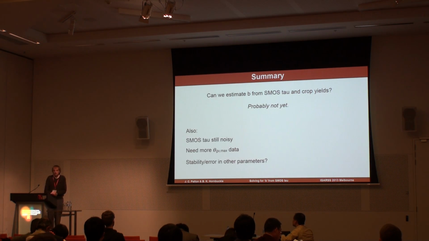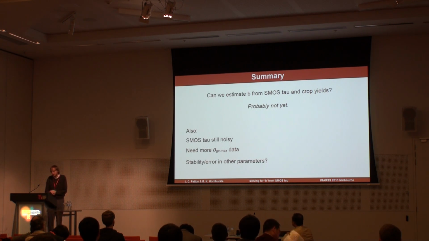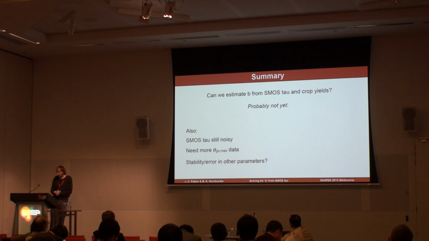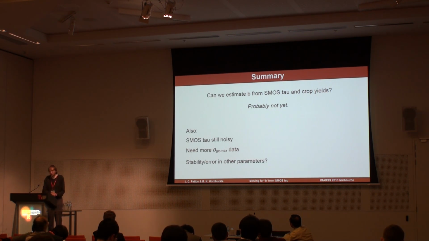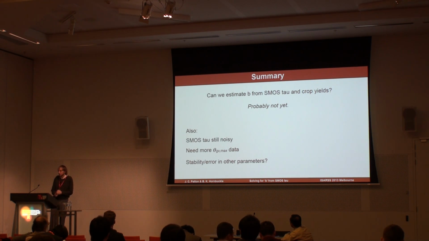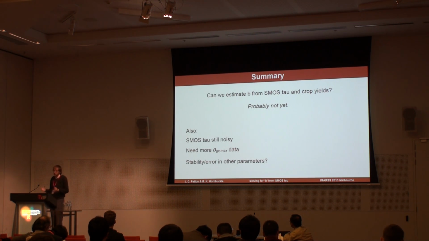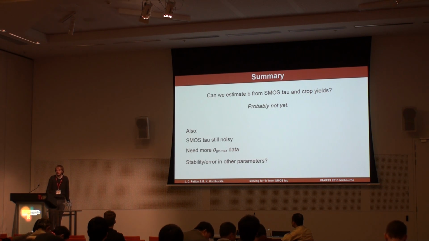And just some extra notes. The SMOS tau is still noisy in the latest versions of the data. Part of what I'm doing with the statistics student that I was talking about before, fitting these curves, is also trying to figure out what the characteristics of the noise are. So maybe we can start figuring out what's actually causing the noise. As I said before, we need more theta GV max data, especially for soybeans. So if anybody has good long-term fresh mass and dry mass of soybean data, that would be awesome. And we also want to make sure that we characterize the stability and error in any of these other parameters that I mentioned, like harvest index.